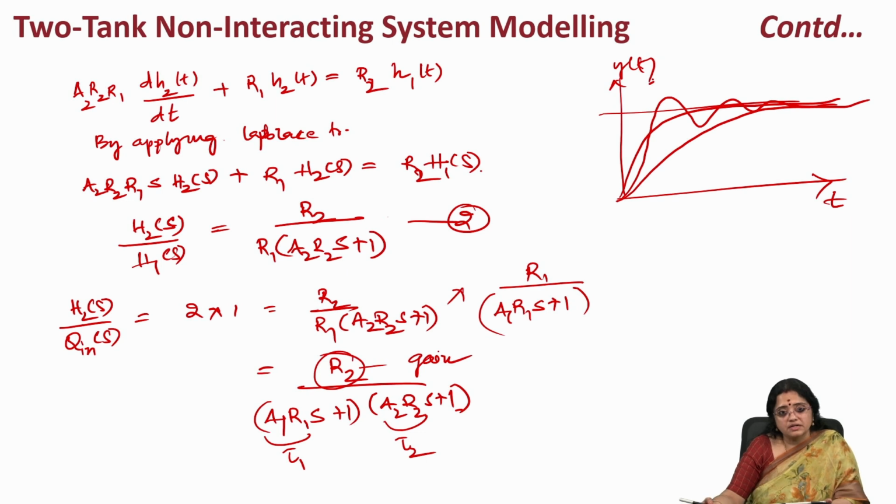So this is about non-interacting systems, wherein both the subsystems within the cascaded tanks behave independently and they are not coupled. Therefore, the response may be slow, but they are not oscillatory or coupled. So it is convenient to regulate such kind of systems. In the next session, we will look into the interacting system model.